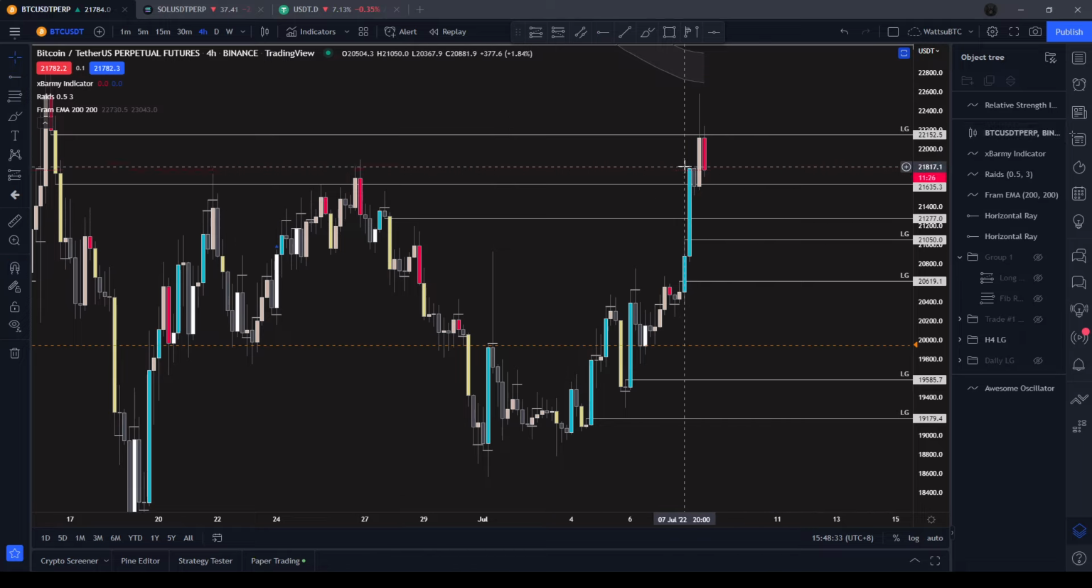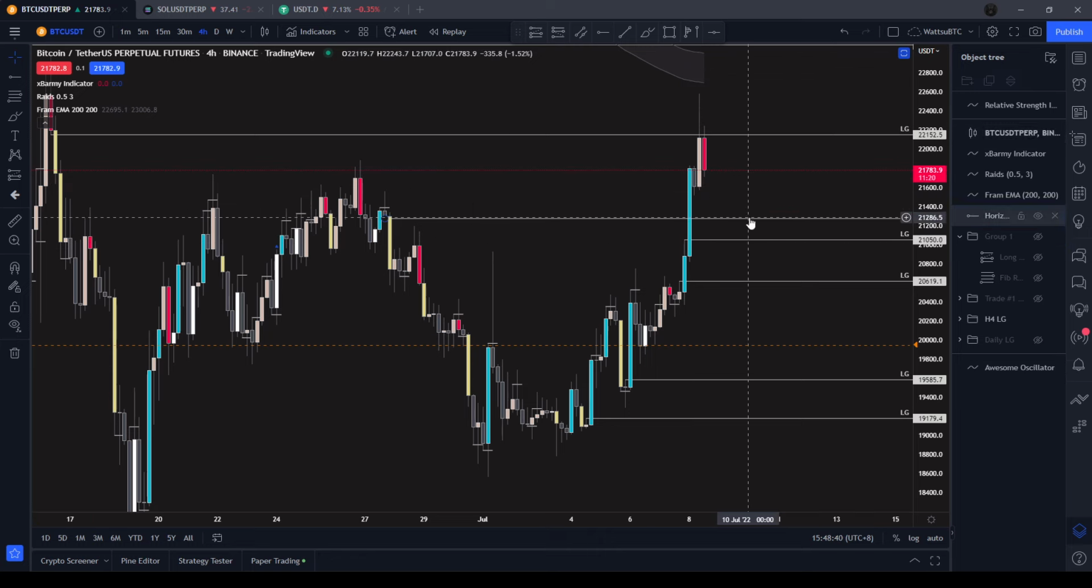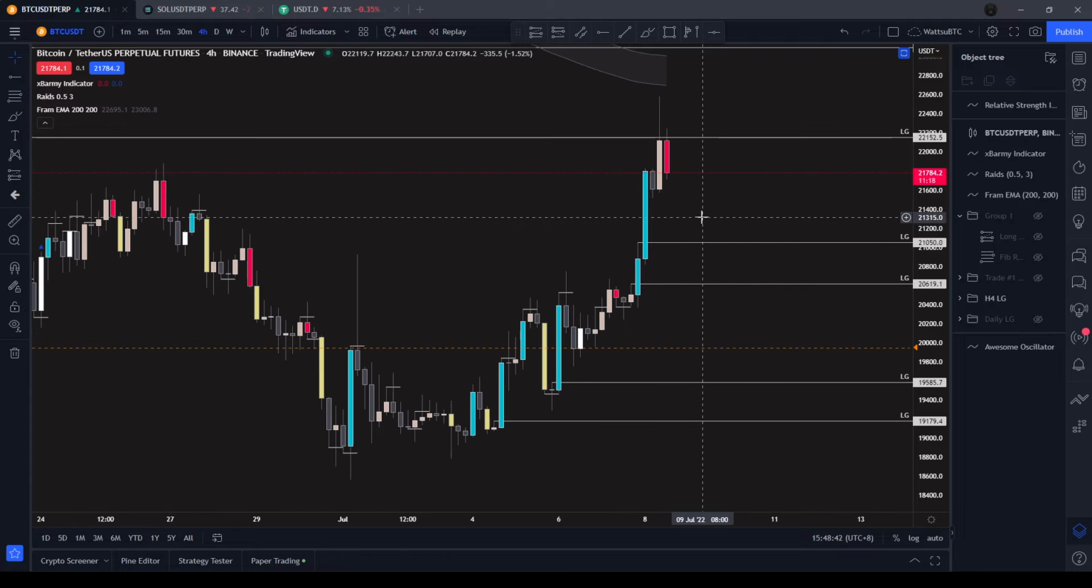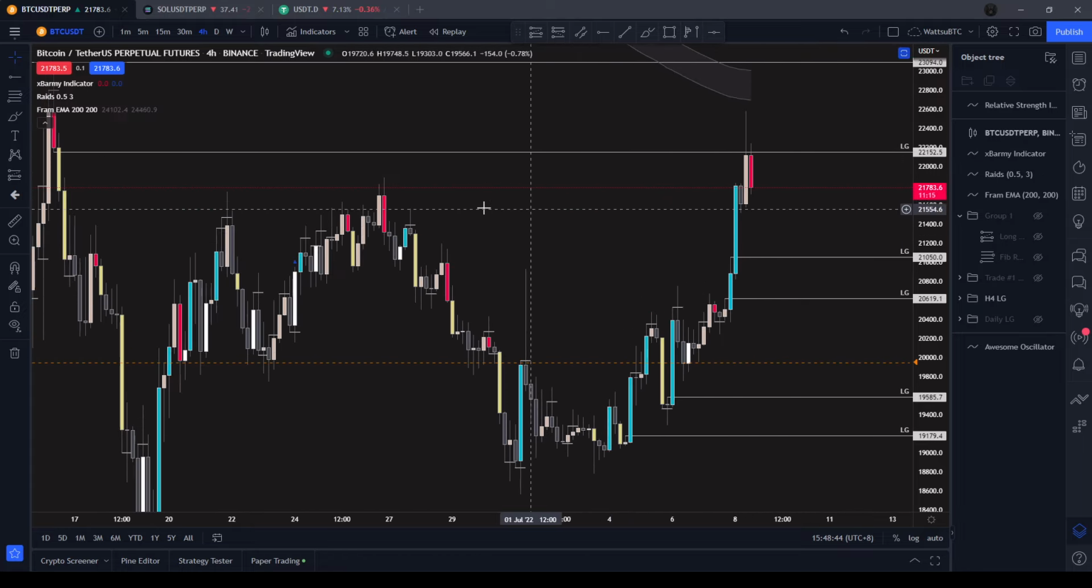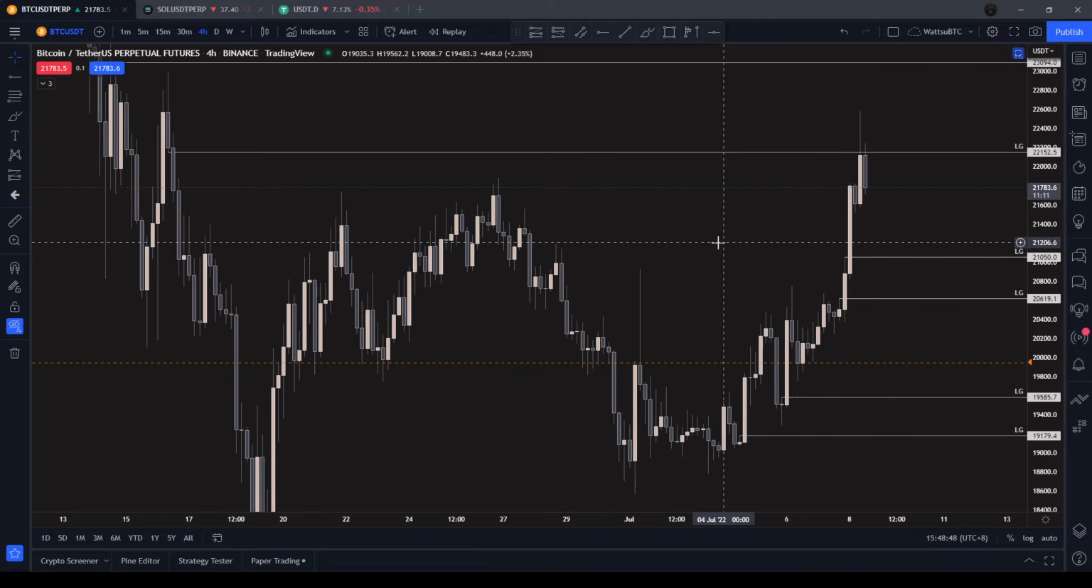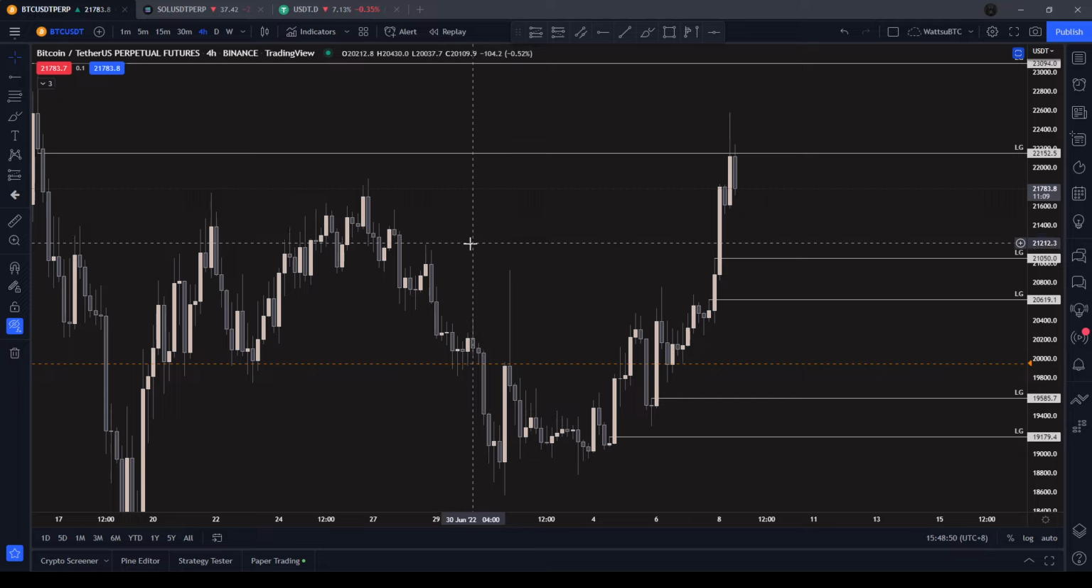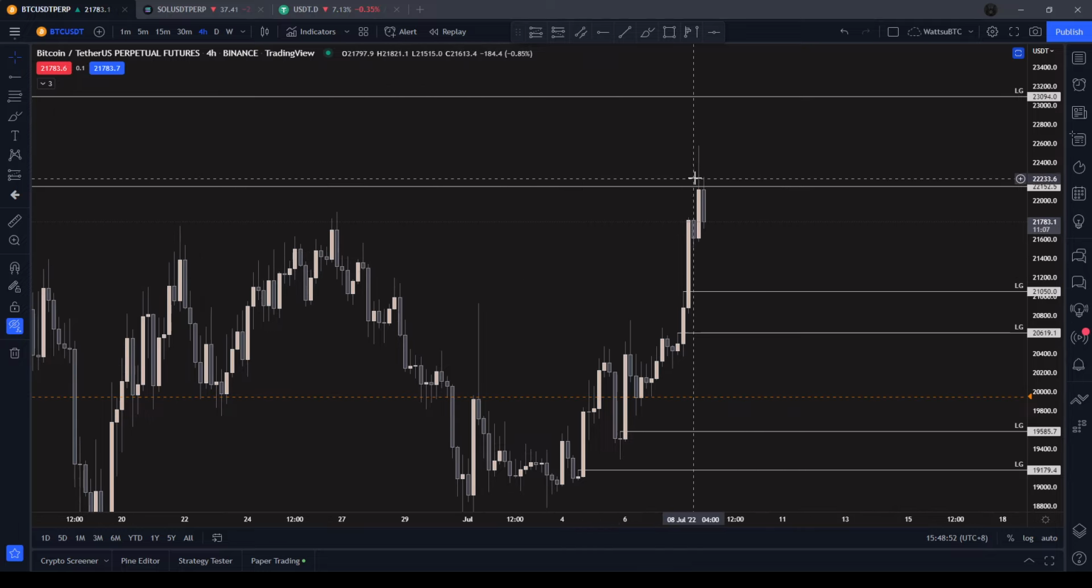Then we closed through that level right here and created another liquidity gap right here. So the next line of action, since we are closing above those liquidity gaps, we would expect this LG is the next target. This LG is the next target again if we do rebalance below.